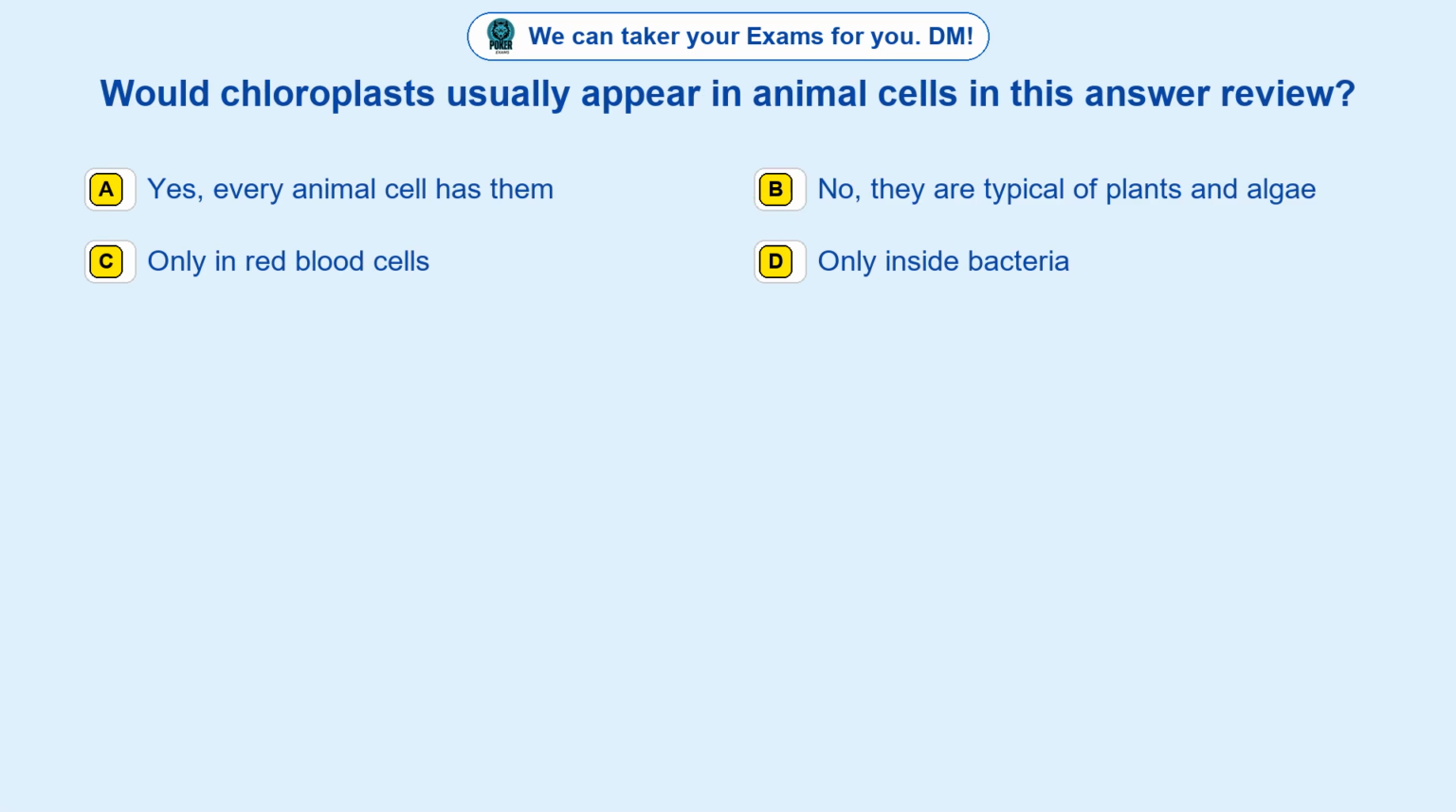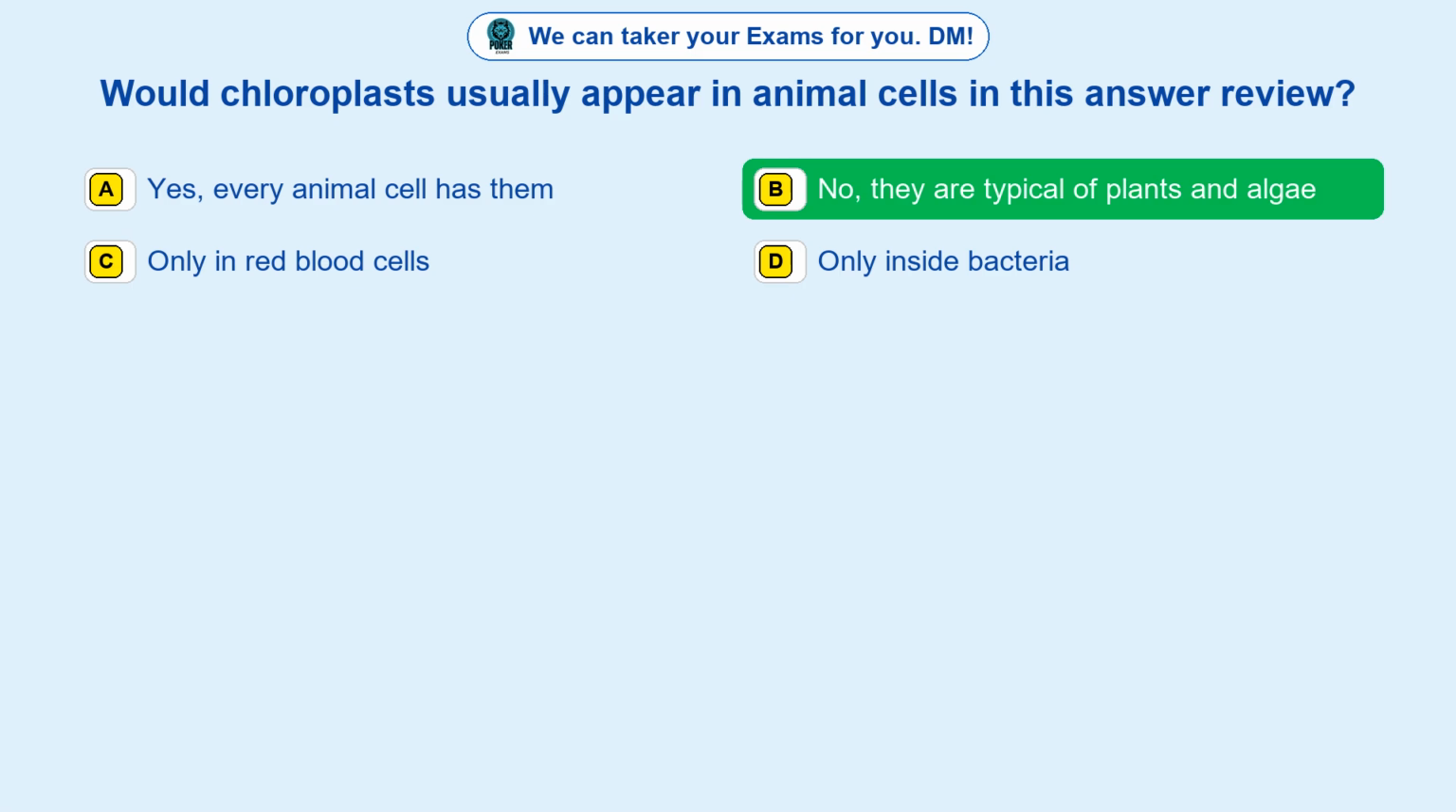Question 14. Would chloroplasts usually appear in animal cells in this answer review? Option A. Yes, every animal cell has them. Option B. No, they are typical of plants and algae. Option C. Only in red blood cells. Option D. Only inside bacteria.